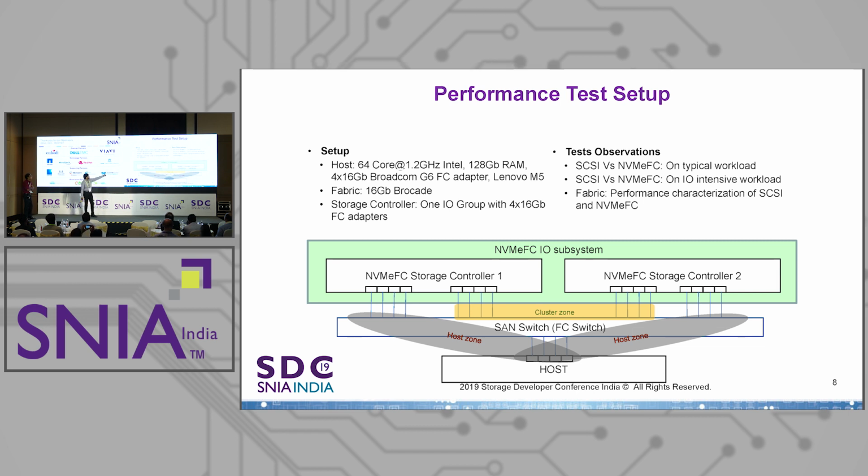In this setup, we had a Lenovo server on Intel with 64 cores and 128 GB of RAM, with a Broadcom 4x16 adapter, and there is an NVMe subsystem. There are two controllers on the target side, and all the numbers were taken with the help of VDBench, which is open source Oracle software.